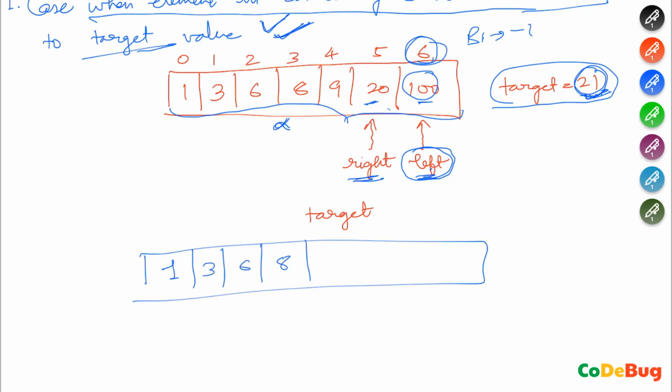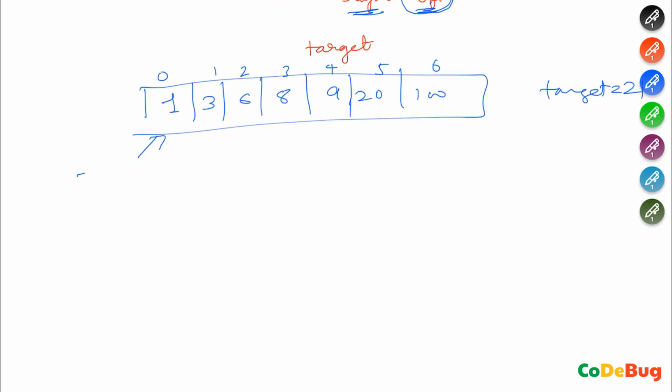We have 1, 3, 6, 8, 9, 20 and 100. The indexes are 0, 1, 2, 3, 4, 5 and 6, and the target that we are looking for is 21, right? So left initially would be 0, my right will be 6 and my mid will be 3. How are we calculating mid? Mid is nothing but left plus right by 2.